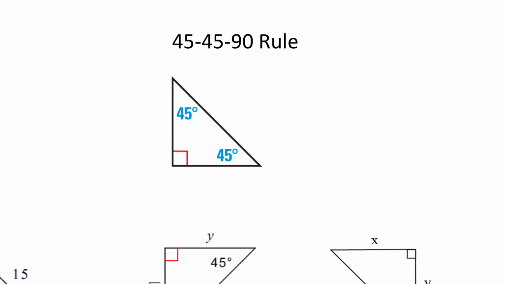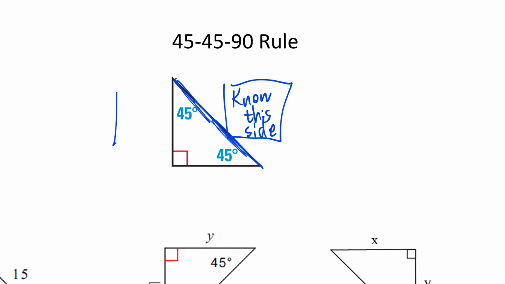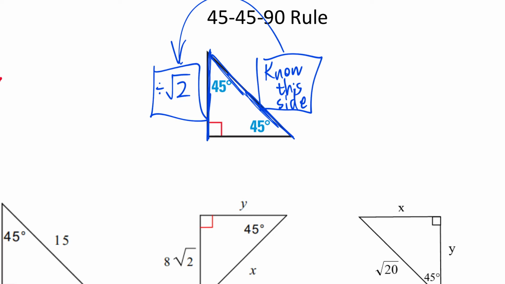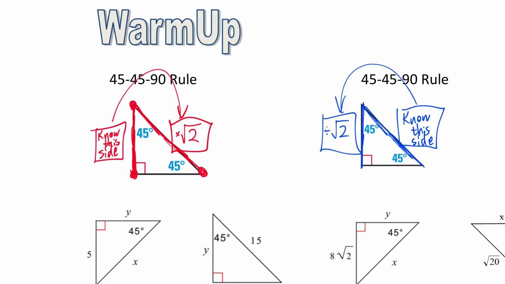Okay, and then if you know this side right here, if you know the hypotenuse, so if you know this side, to find this side over here, what do you do? You divide by the square root of 2. Okay, so that's all you got to think about: multiply by the square root of 2 or divide by the square root of 2. And then also remember the two legs are always going to be equal to each other. Two legs are always equal on this 45, 45, 90.